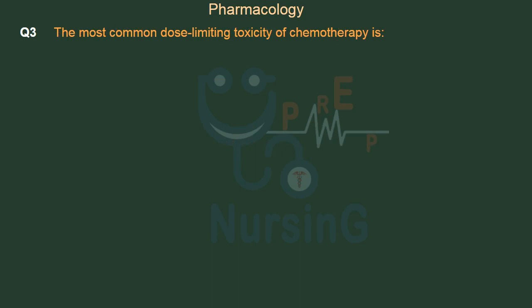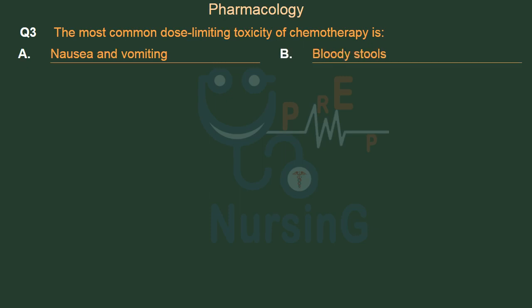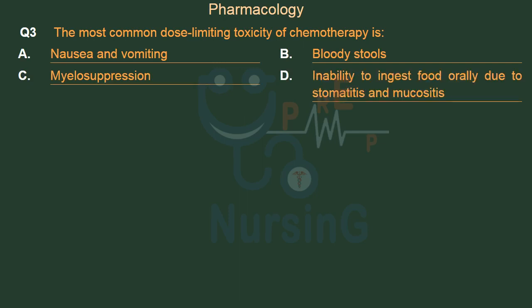The most common dose-limiting toxicity of chemotherapy is: Option A. Nausea and vomiting. Option B. Bloody stools. Option C. Myelosuppression. Option D. Inability to ingest food orally due to stomatitis and mucositis. Right answer is Option C.